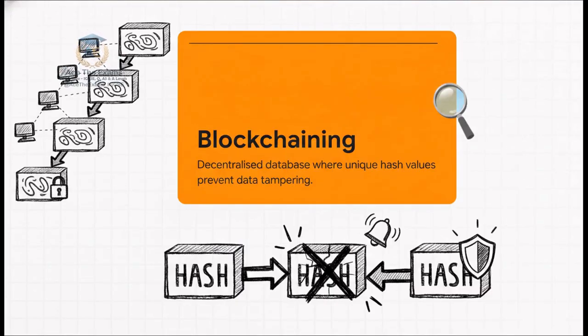Moving from physical hardware security to digital security, let's look at question 9a. How do you define blockchaining to the examiner? Well, it is a decentralized database where interconnected computers store transactions, relying entirely on a peer-to-peer network rather than a single central server. But how does it actually prevent data tampering?